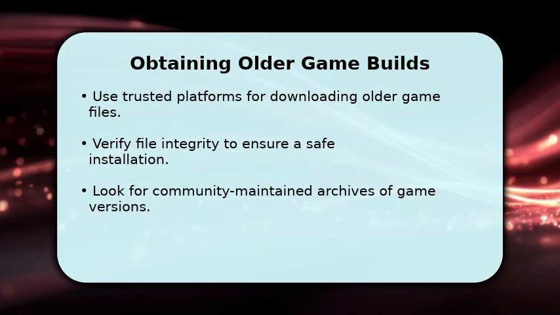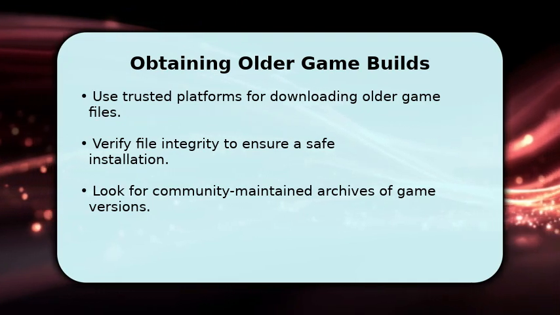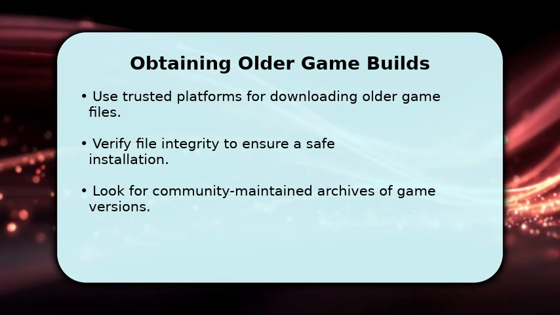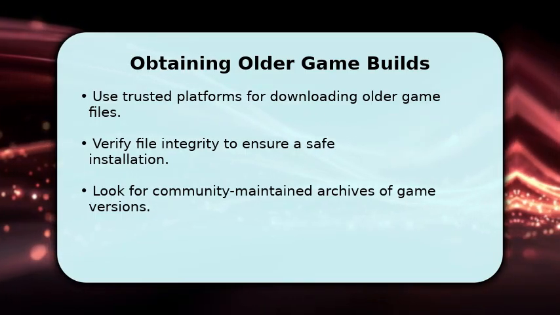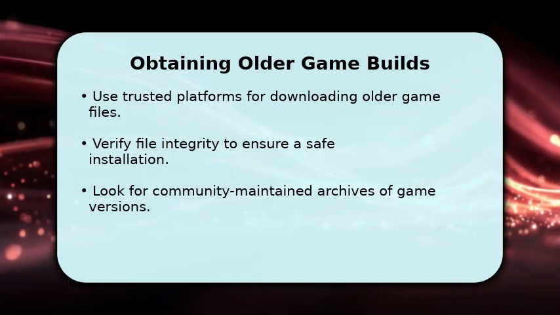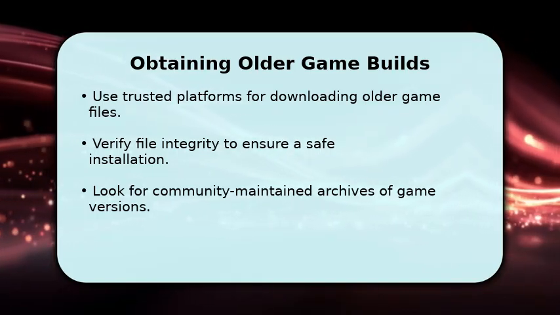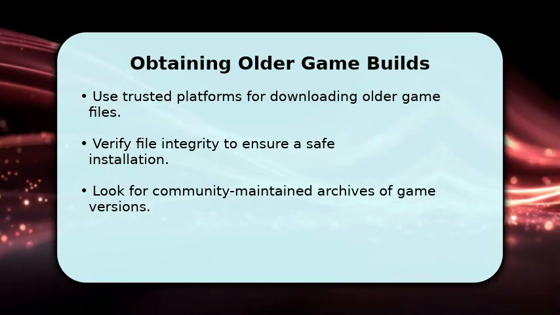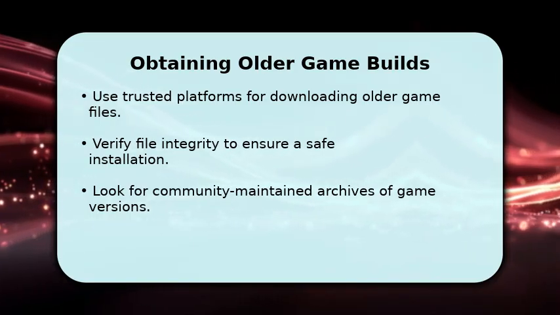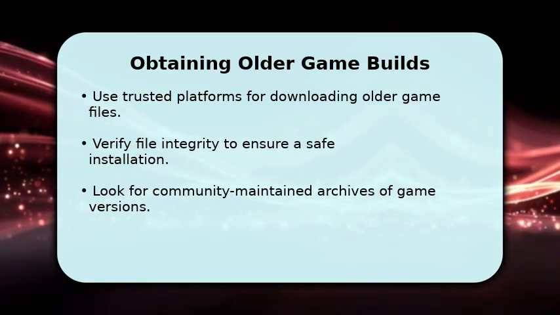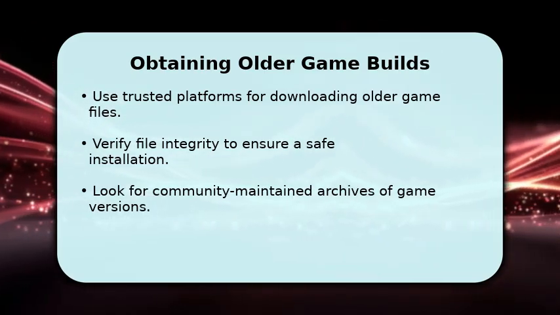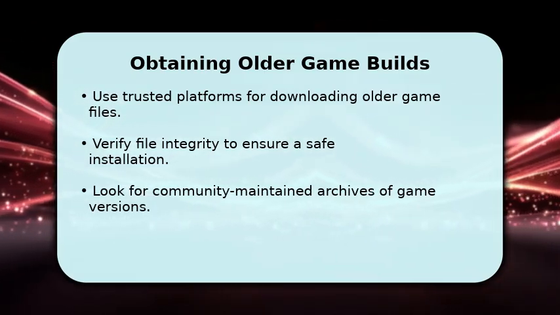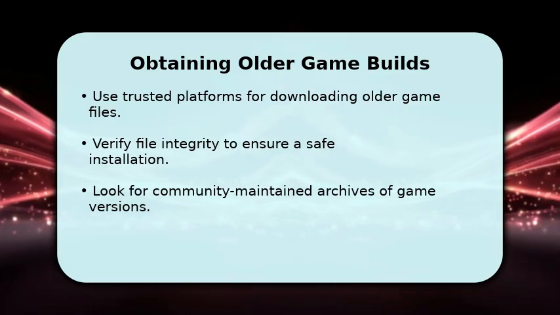The primary method involves sourcing older game builds from reputable community archives or specific game launchers. These platforms often host various versions, allowing you to select your preferred one. Always ensure the source is trustworthy to avoid corrupted files or security risks. Once downloaded, you'll typically install it as a standalone application, separate from any current versions you might have. This keeps your modern game intact while you explore the past.